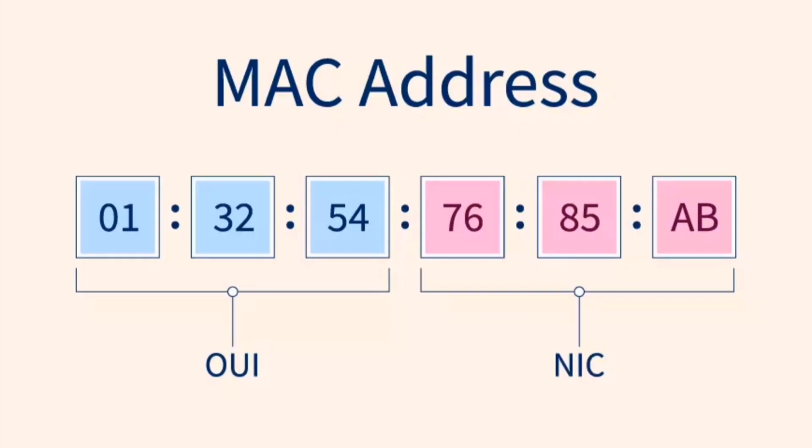A MAC address is represented as a 48-bit hexadecimal number. Hexadecimal is referred to as a base 16 numbering system. Here we can see the MAC address is comprised of 12 characters broken into 6 pairs. Each of these characters uses 4 bits, that is 12 times 4 equals 48 bits.